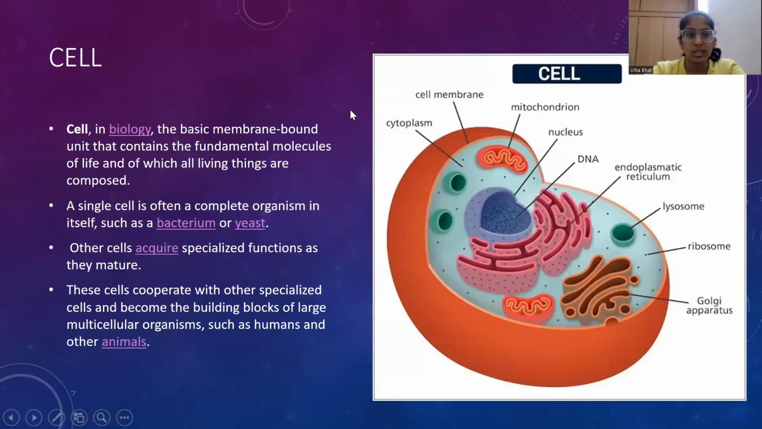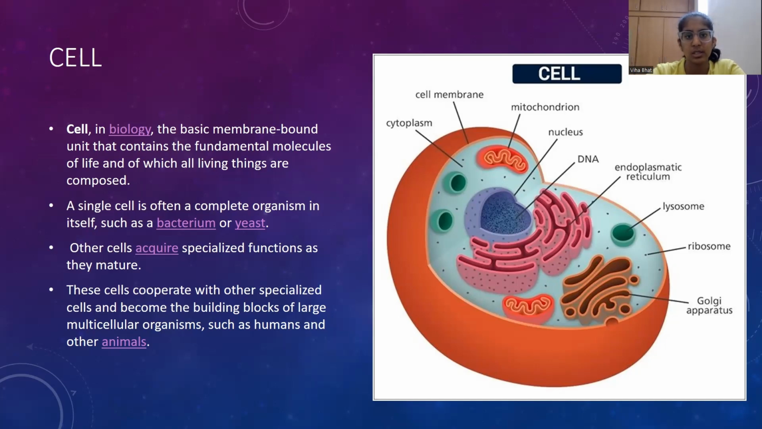So first of all, what is a cell? A cell in biology is the basic membrane-bound unit that contains the fundamental molecules of life and of which all living things are composed. A single cell is often a complete organism in itself, such as a bacteria or a yeast. Other cells acquire specialized functions as they mature. These cells cooperate with other specialized cells and become building blocks of large multicellular organisms, such as humans and other animals. We can see the structure of the cell in the diagram given.